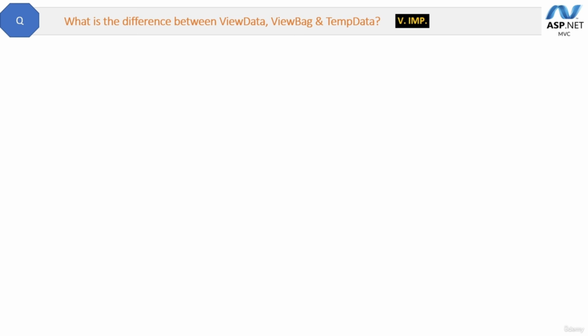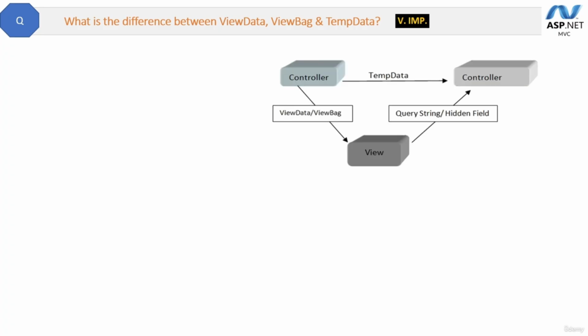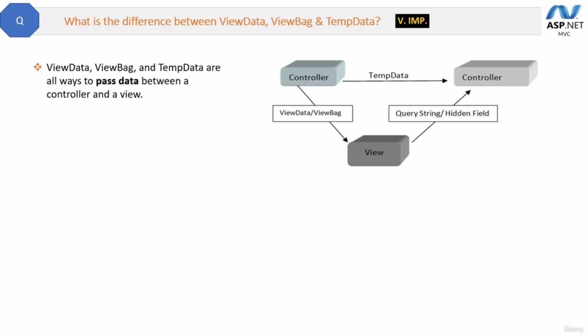What is the difference between ViewData, ViewBag and TempData? This is a very important question. Here is the diagram. Before the differences, let's see what is common between them. ViewData, ViewBag and TempData are all ways to pass data between controller and views. Okay, this is the common thing between them.